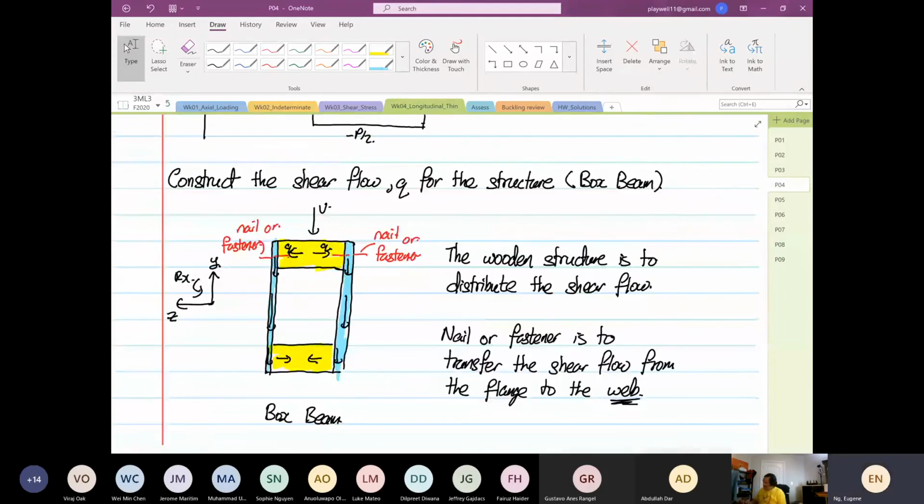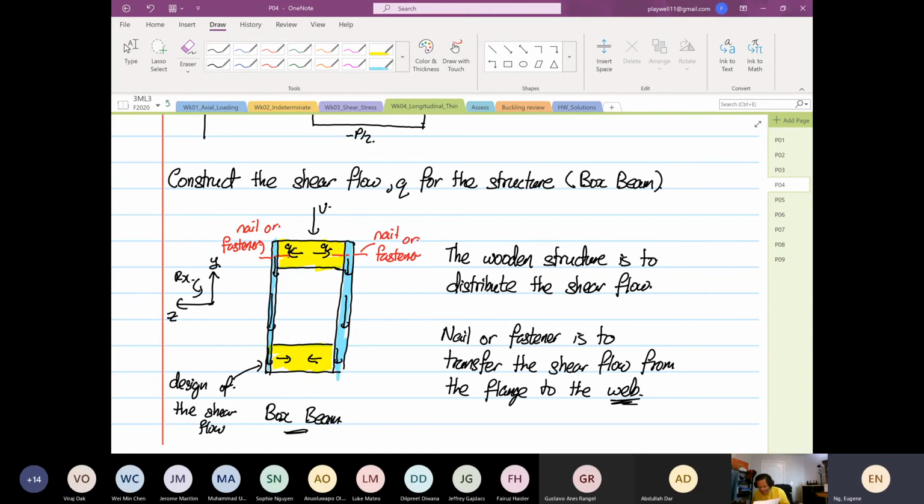Right? Design the shear flow. So this is known as design of the shear flow, right? For the box, the wooden structure is to distribute the shear flow, and the nail is to transmit the load. That is why for this case, the fastener, you don't consider the what? You don't consider the web. That is why you don't consider the what? The web. Are we clear?